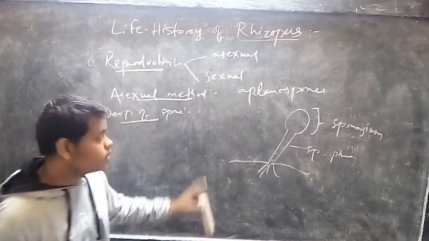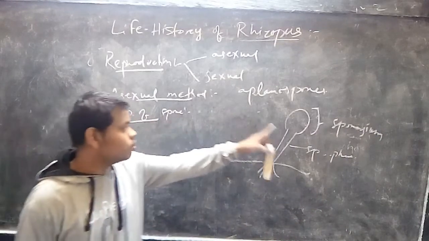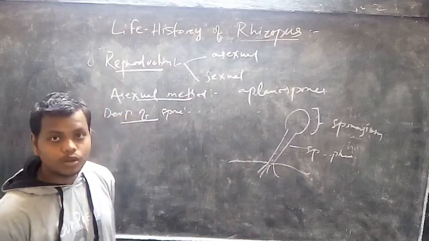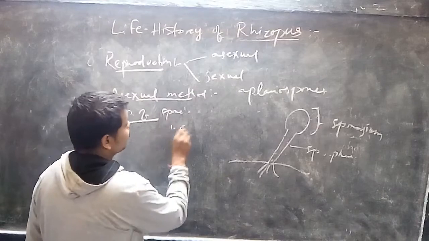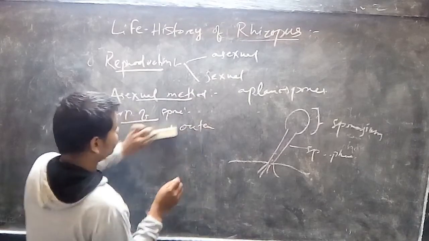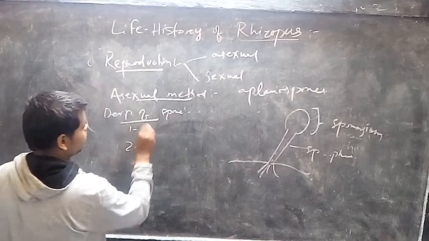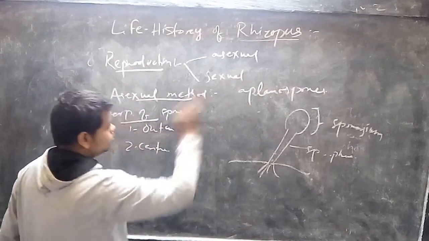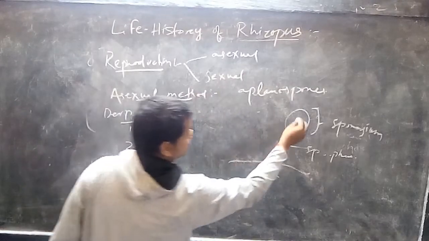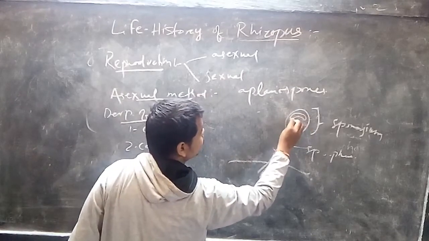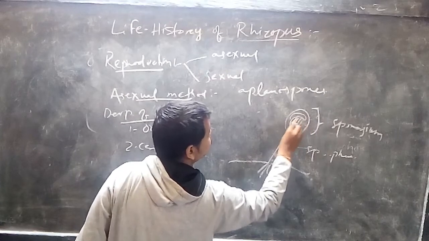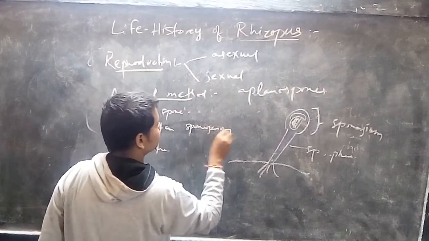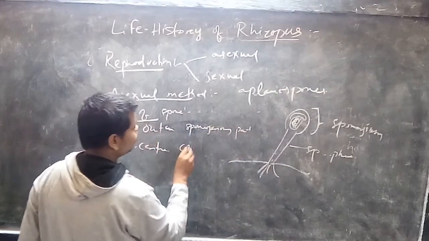First, what happens in the first stage of development of the spore or aplanospore: the sporangium and its protoplasm is divided into two different parts. One is outer, another is central. Outer and central. This is the outer part and this is the central part. Outer sporogenous part and inner columella part.